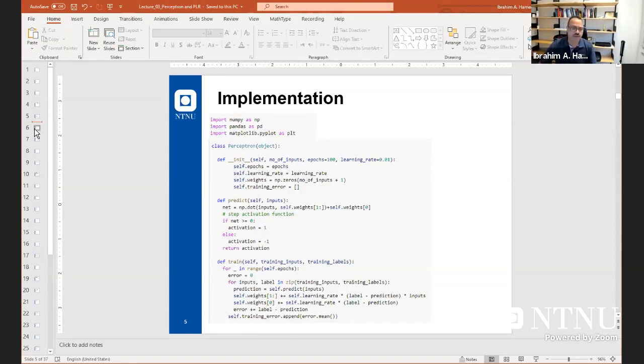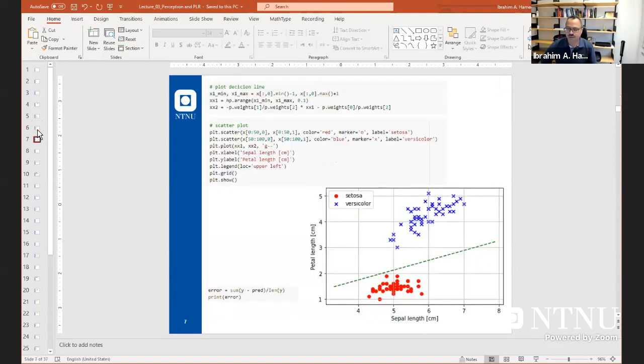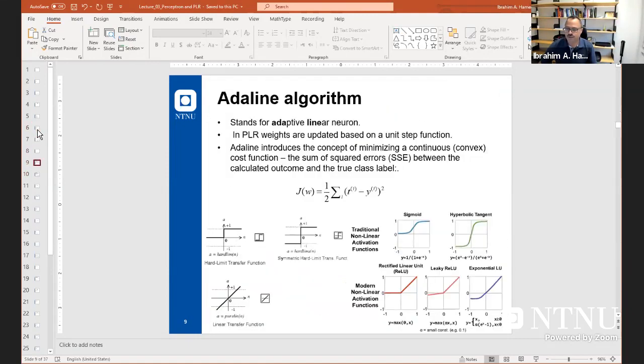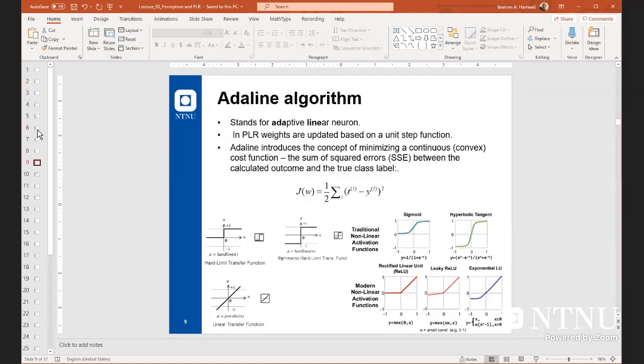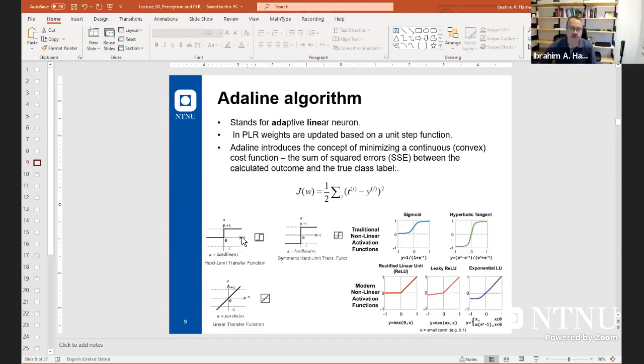Maybe last week we had some slides. So for example, do you see this? This is some kind of activation function. This one is the hard limit, or step, activation function. Do you see it?